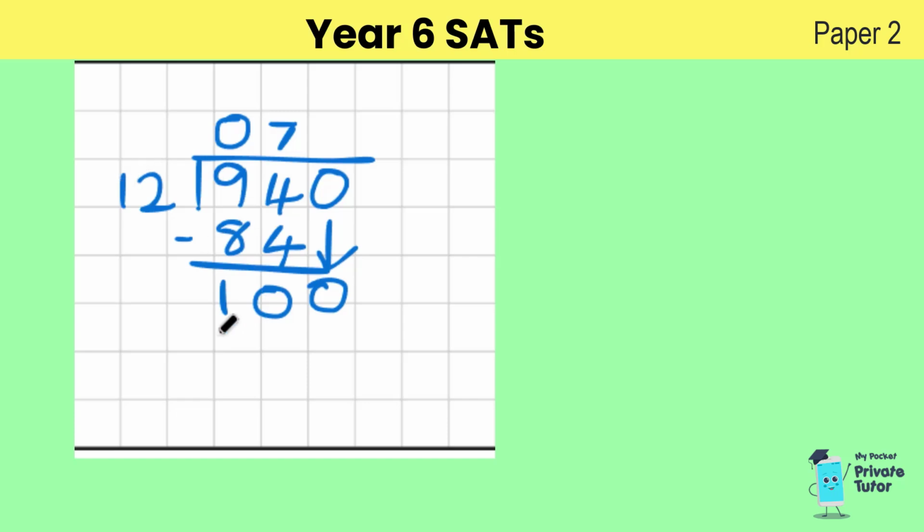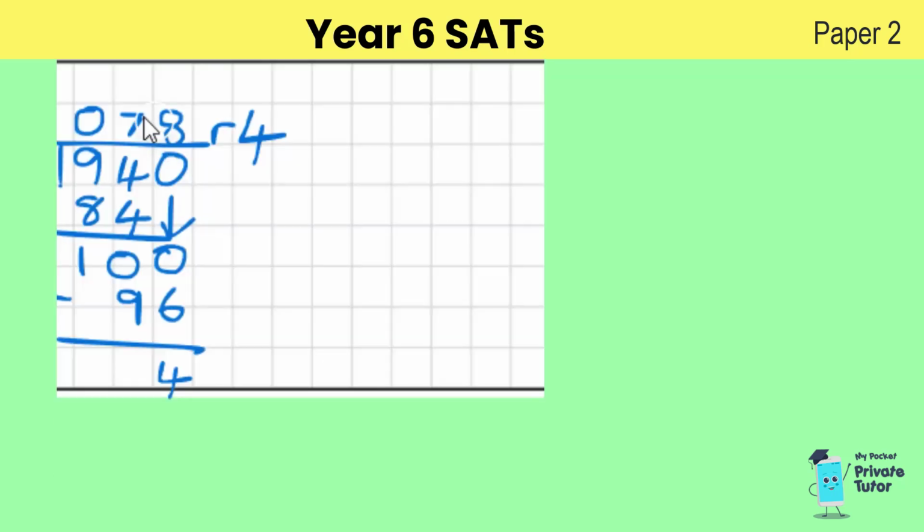So now 12 into 100. Now 12 into 100 is going to go 8 times. 8 times 12 is 96, so I'm going to put 96 here, subtract it, that's going to be 4. So I'm going to just write this as a remainder to begin with, so 78 with a remainder of 4. So my answer to my calculation is 78 remainder 4.